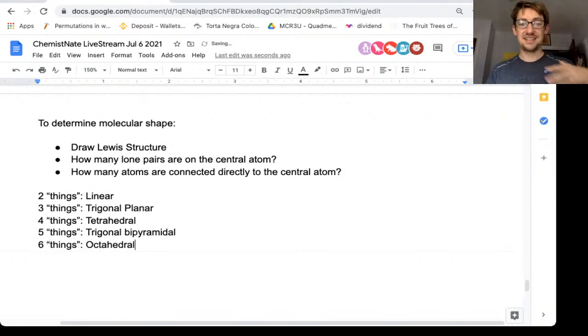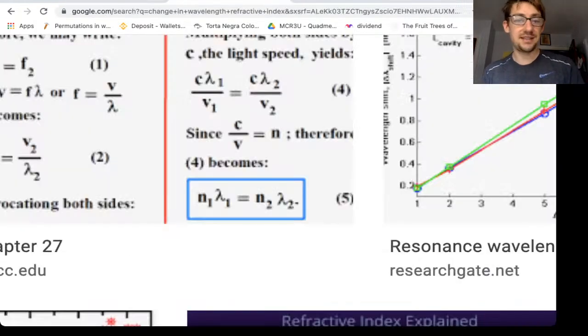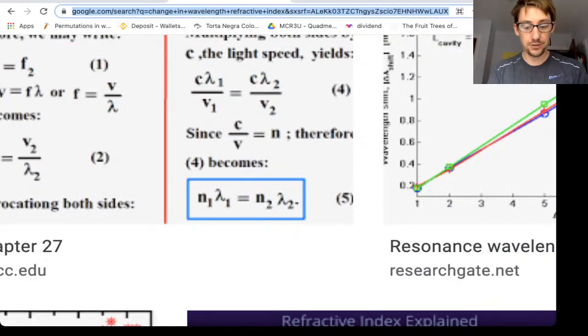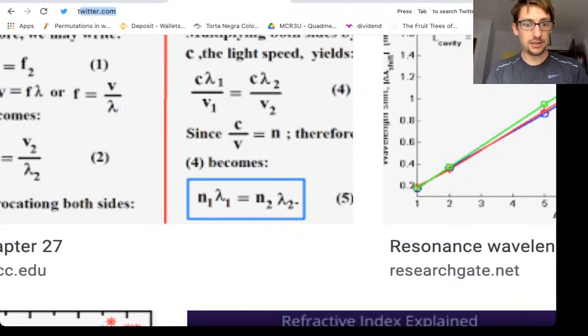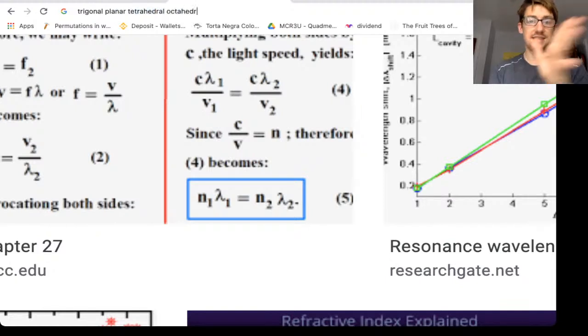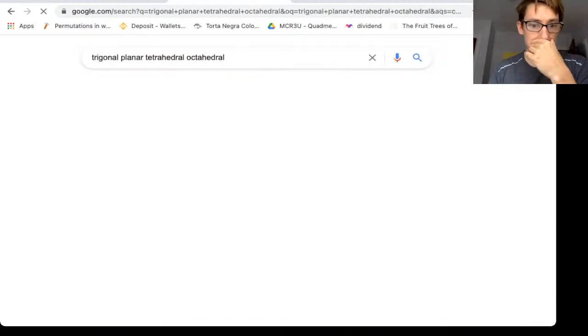Now, I say these things, I know what they look like, but I've been in this game forever, right? So, trigonal planar, tetrahedral, octahedral. Let's see if I can get an image about this.